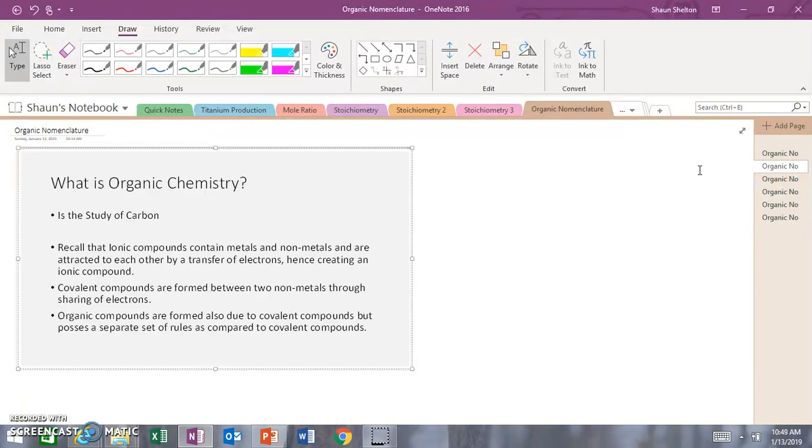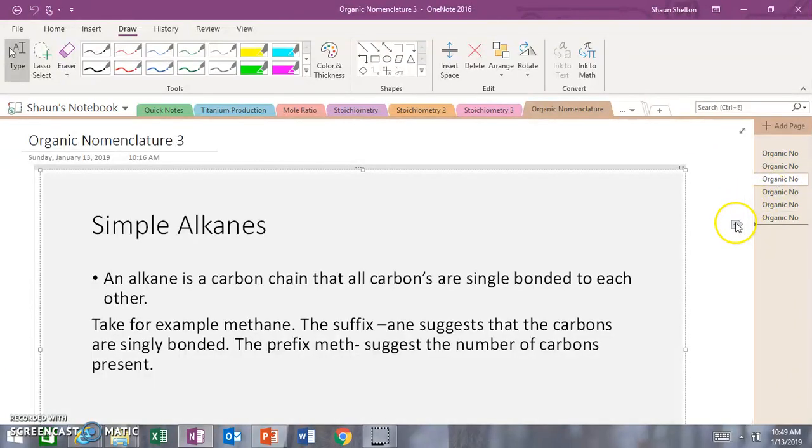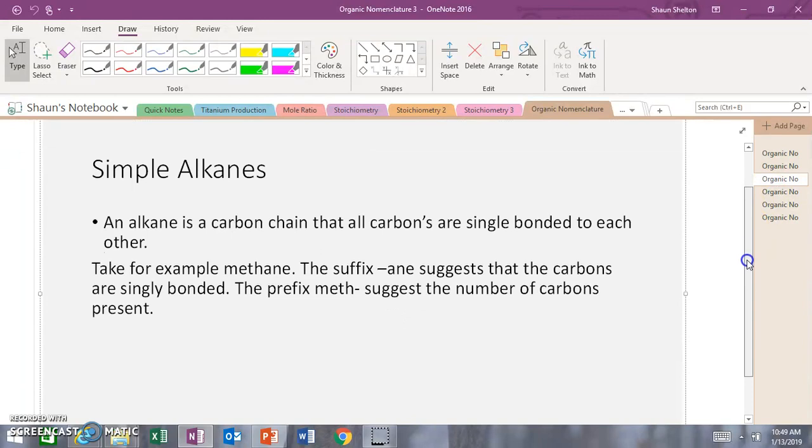So remember that for covalent compounds, you have to use prefixes to state how many of each element are present. Organic is similar, but it's a little different. So now in this particular video, we're just going to discuss simple alkanes. Recall that an alkane is just a simple carbon chain where all the carbons are single bonded to each other. So a good example, the most common example, would be methane. Methane has two parts to it.